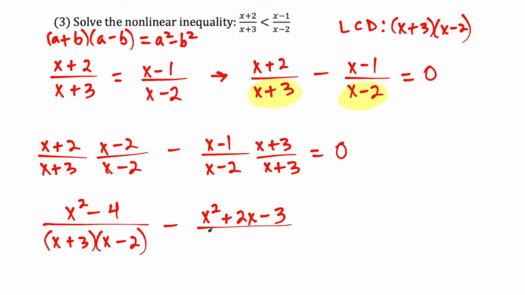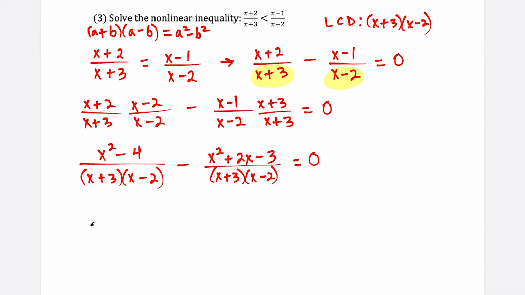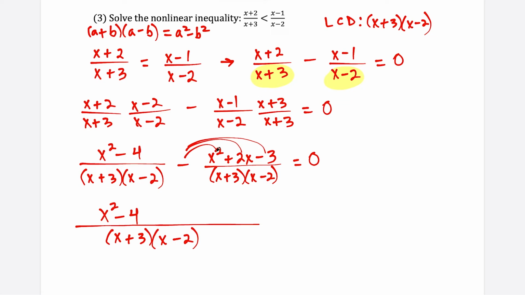Now on bottom, we have the x plus 3 times x minus 2. I could move the order around because multiplication is commutative. I could say x minus 2 times x plus 3, or vice versa. And now this is all equal to 0. For the next line, we have to be very careful. We are going to combine these into a single fraction because we're subtracting and we have matching denominators, but we just have to make sure that we distribute the minus sign. So we have x squared minus 4 first, and then we're going to distribute like this. Think of this as negative 1 times x squared is negative x squared, negative 1 times 2x is minus 2x, and negative 1 times negative 3 is positive 3.